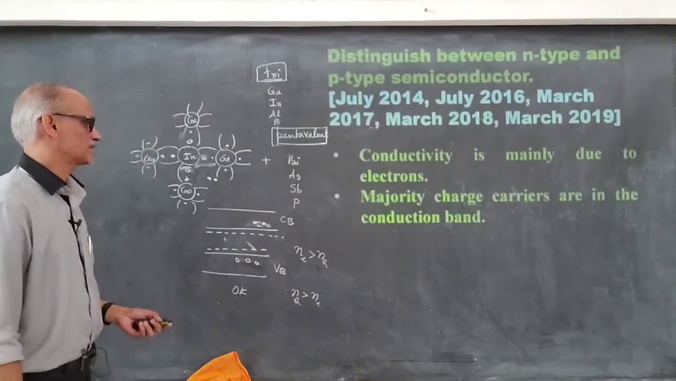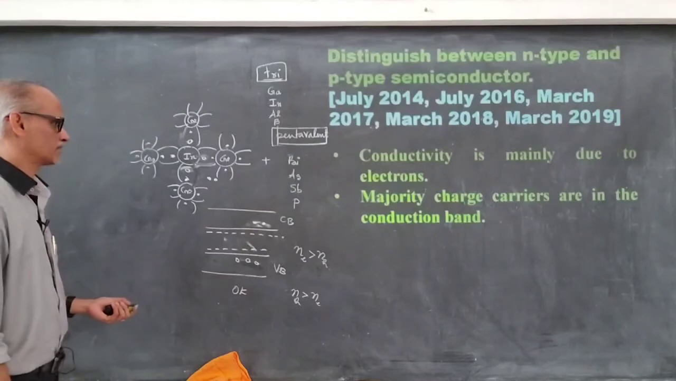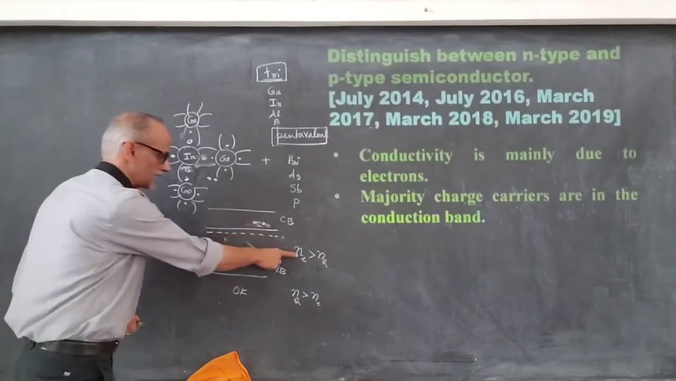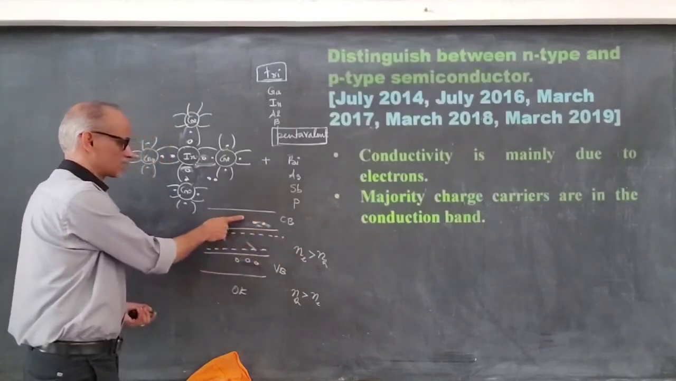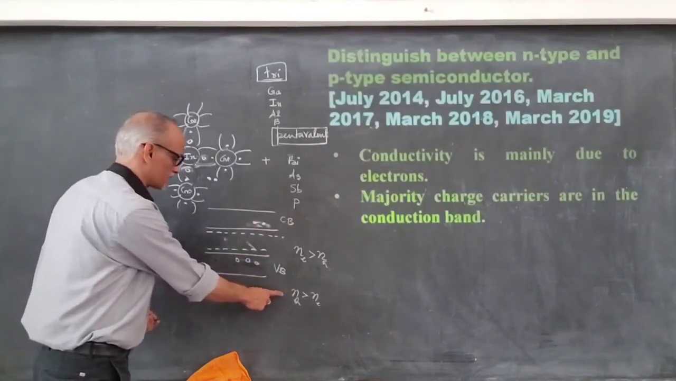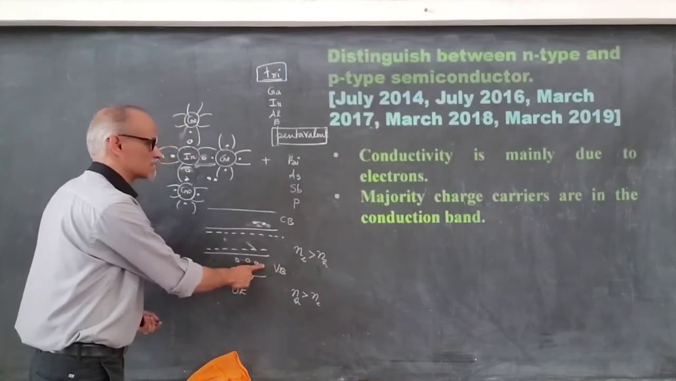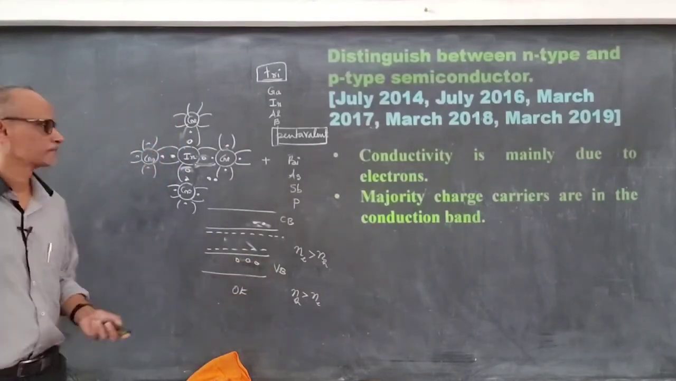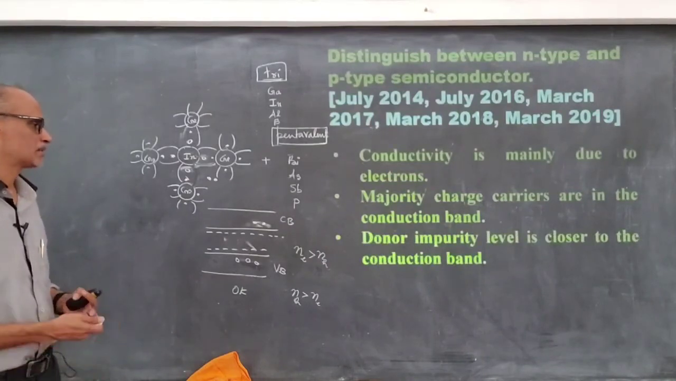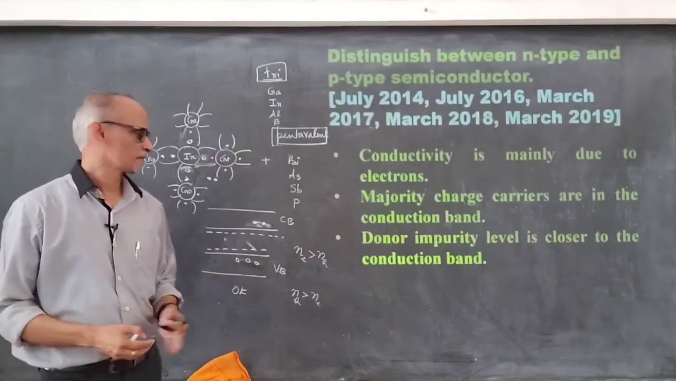Majority charge carriers are in the conduction band, because here electrons are the majority charge carriers and they are present in the conduction band, whereas in this case the majority charge carriers are present in the valence band. The donor impurity level is closer to the conduction band.